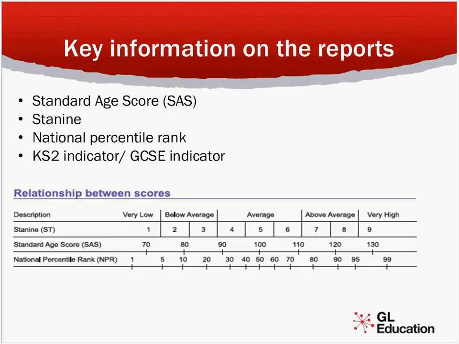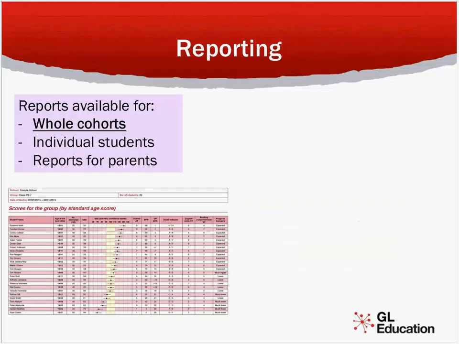So let's have a quick look at the reports now. So reporting is available for whole cohorts, individual students, and we also have reports for parents and teachers. So the shot on screen just shows the main table in the group report, which provides individual SAS and stanines for each pupil. And when you generate these reports, they can be ranked in order of performance or alphabetically. And this is really useful to highlight students with particularly high or low scores.